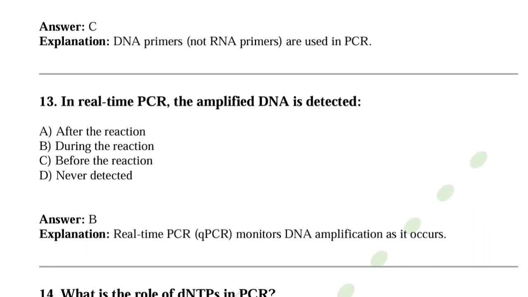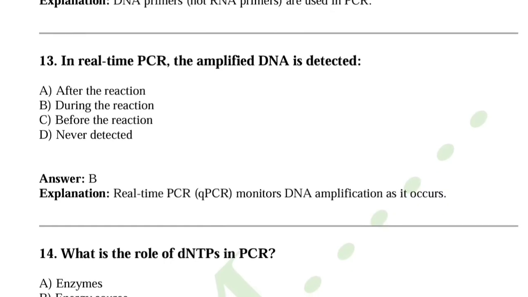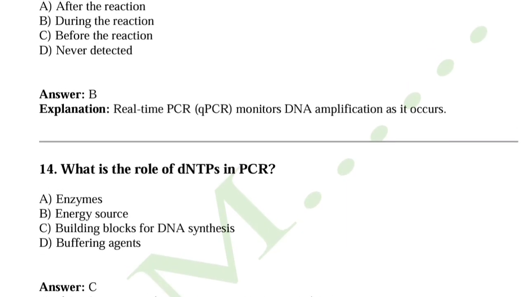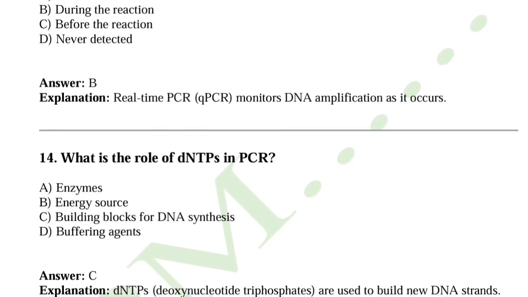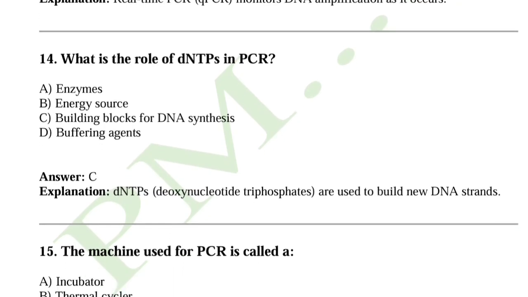Question number 13, that is in real-time PCR the amplified DNA is detected. So option B is correct, in real-time PCR the amplified DNA is detected during the reaction. So real-time PCR, qPCR, monitors DNA amplification as it occurs. Question number 14. What is the role of dNTPs in PCR? So the right option is C, building blocks of DNA synthesis. dNTPs act as building blocks for DNA synthesis. dNTP stands for deoxynucleotide triphosphate, used to build new DNA strands.